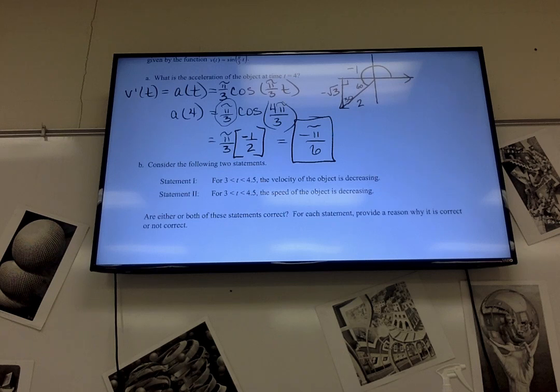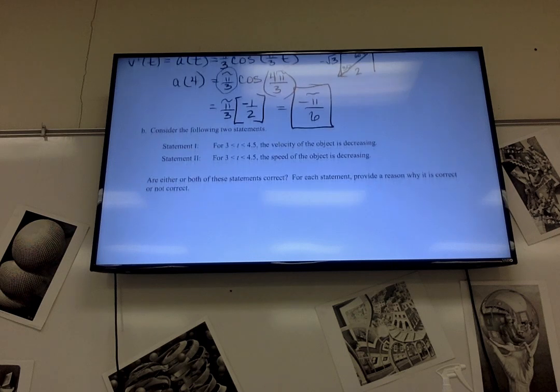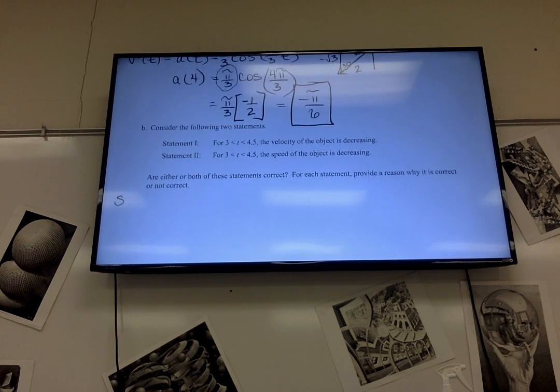Okay, consider the following 2 statements. The first statement is from 3 to 4.5, the velocity of the object is decreasing. Are either or both of these statements correct? So let's start with statement 1. Oh, wait, we have to do both of them? Yes, we do, unless we find that one of them is incorrect. Okay, the velocity is decreasing.